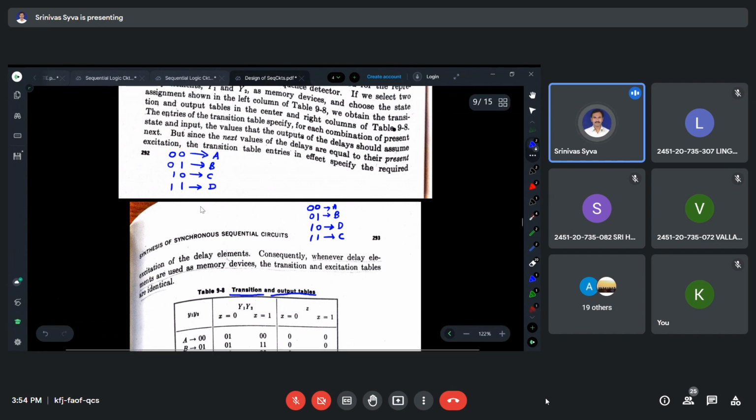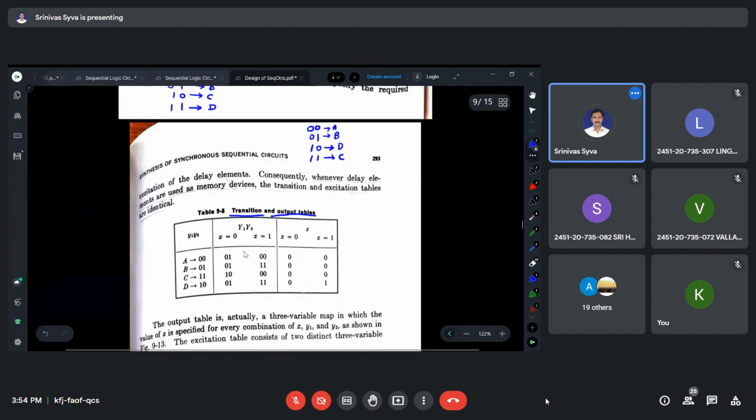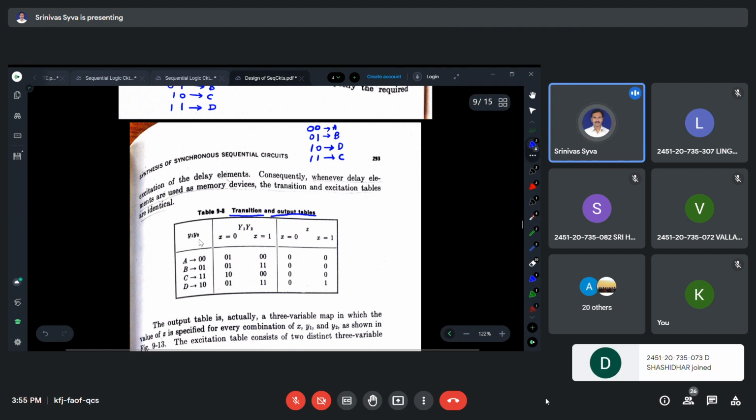So here it was given like this: C means 1 1, D means 1 0, like that. We have given the assignment, this is called state assignment. So A is represented as 0 0, B is represented as 0 1, C is represented as 1 1, D is represented as 1 0. Y1 is one flip-flop, Y2 is another flip-flop.